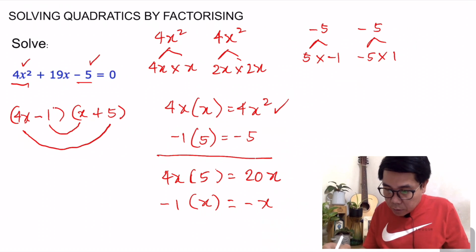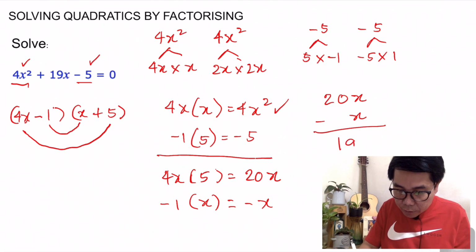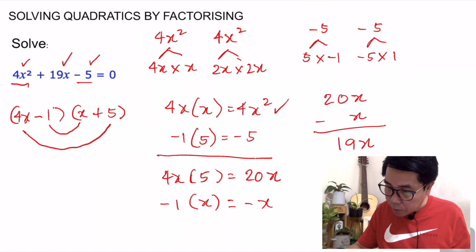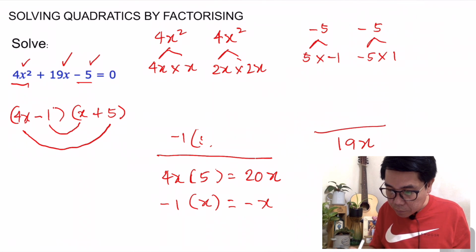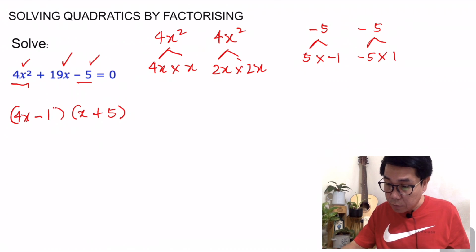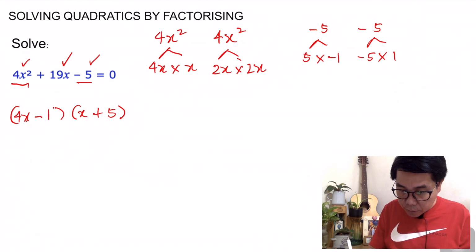Now 20x, minus x is equal to 19x. Okay, it is correct. Yes. Now, I'm going to rub this one now so that I have space. Okay, now, then we have, is equal to 0.